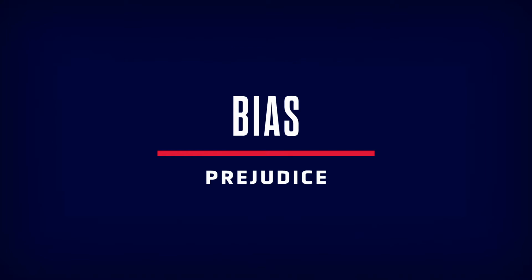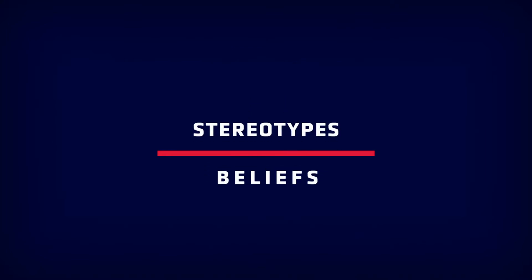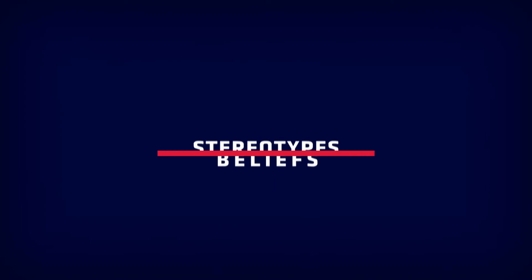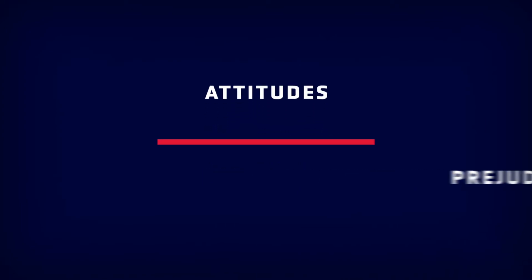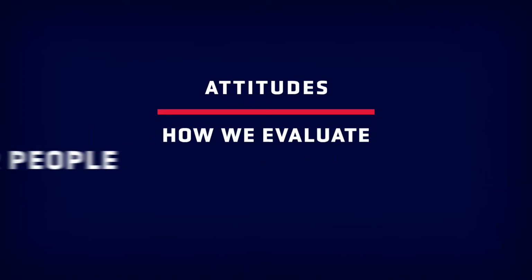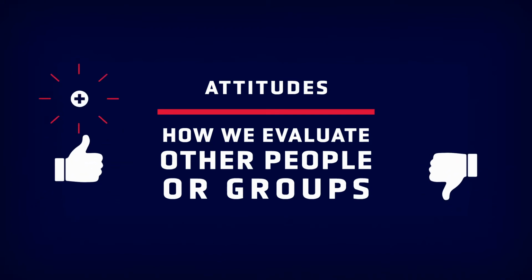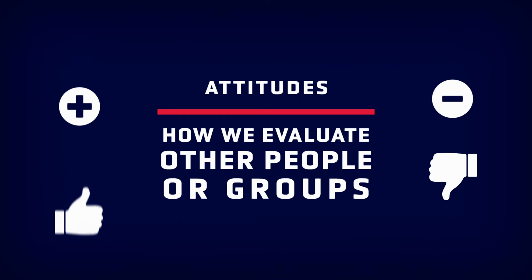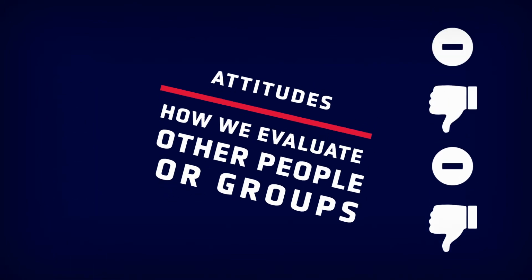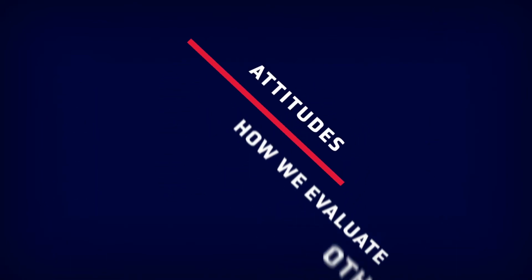Prejudice is the second part of bias. Whereas stereotypes reflect our beliefs, prejudice is about our attitudes. Attitudes relate to how we evaluate other people or groups. We might think of them as good or bad, positive or negative. Prejudice is seen when we have more negative attitudes toward one group compared to another.